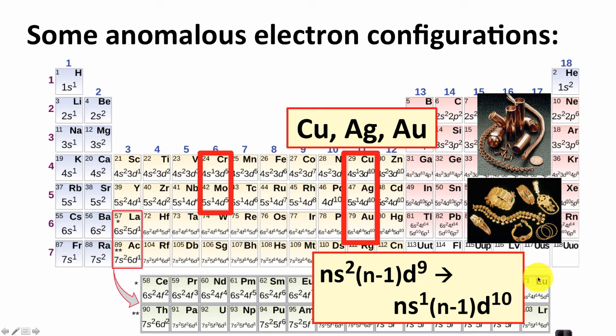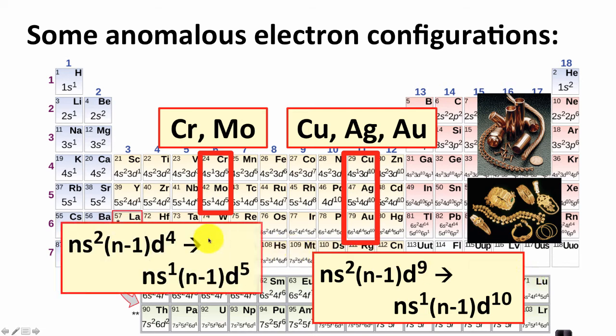And then somewhat similarly, two others that might be worth knowing, chromium and molybdenum. And both of these would be predicted to be something s2, something d4, but instead they're s1, d5. So instead of chromium's predicted 4s2, 3d4, it's 4s1, 3d5. And notice this corresponds to a half-filled subshell. So that's again a way to maybe remember that half-filled and completely filled subshells correspond to the anomalies, at the cost of one less electron in the s subshell.